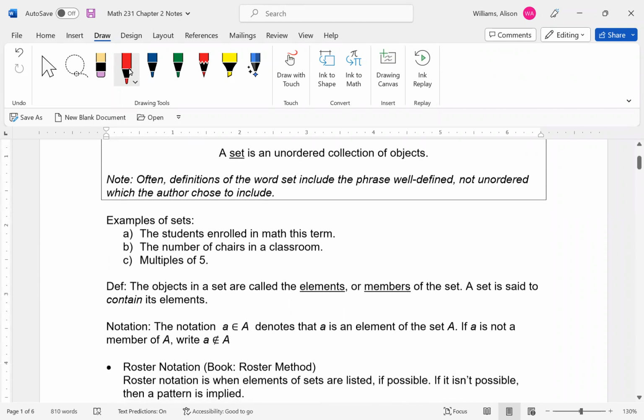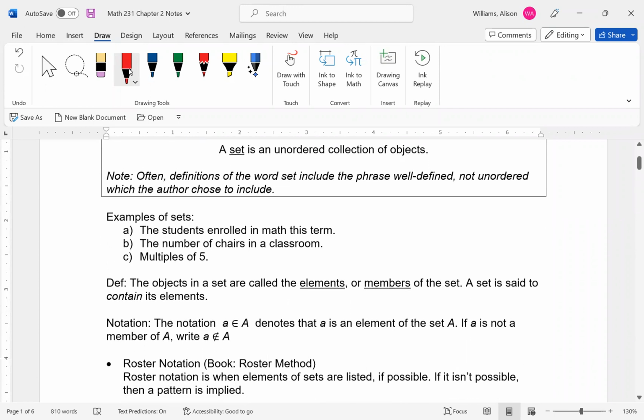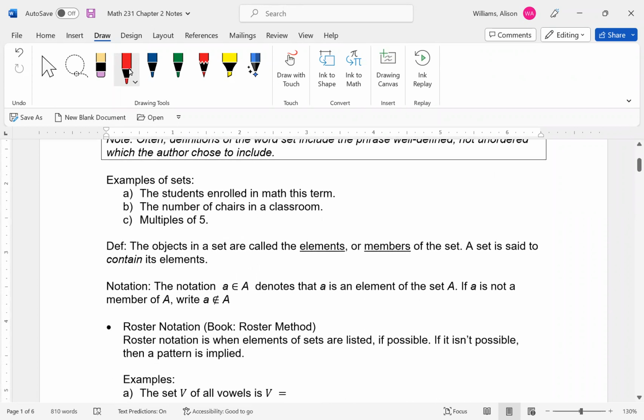Okay, so we're going to go through a few definitions here, and I apologize that we're just going to step through them and get some examples and notation. And then we'll move on from there. Objects in a set are called elements. Members is also a common name to use. So elements are members. And a set is said to contain its elements.